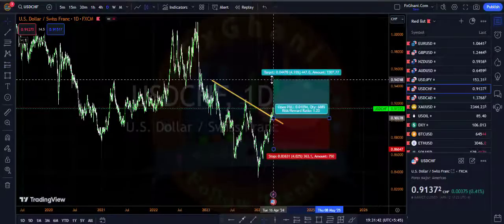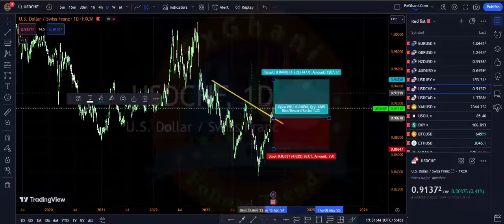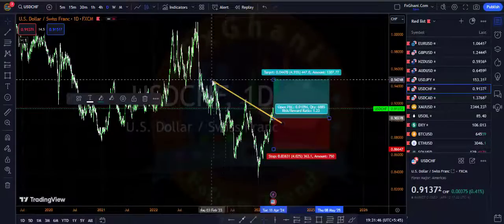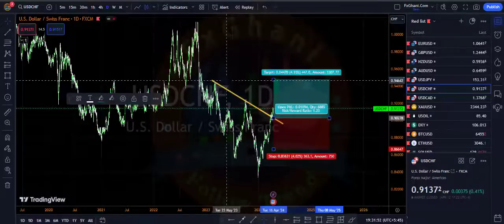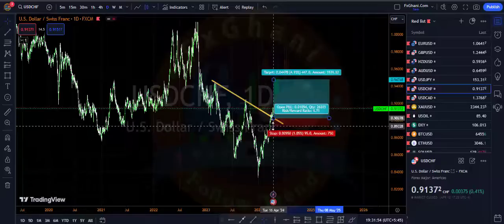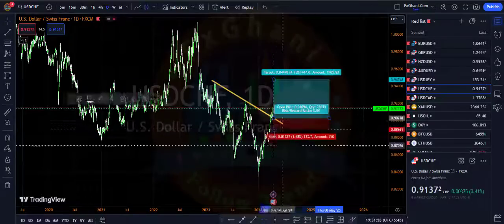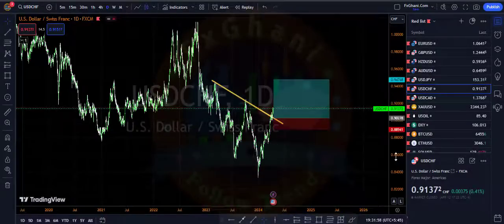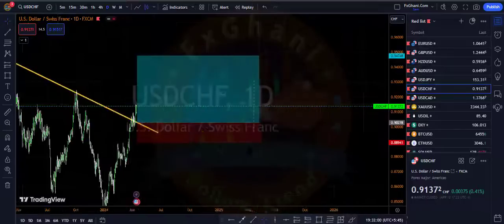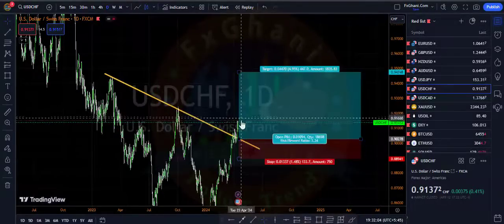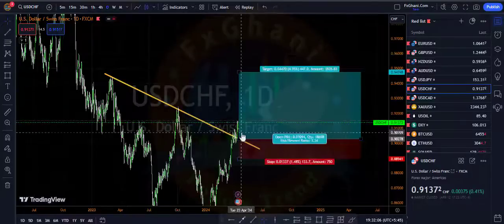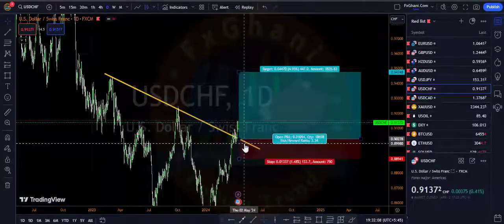So whenever prices break a trend line, then our first target is when the trend line formed the first high, which is this one, and our SL is a little bit below the low. So this is our overall setup for USD CHF. Okay, in any case, in daily time frame, if prices go downward and touch a trend line again, then you can enter a buy trade again.